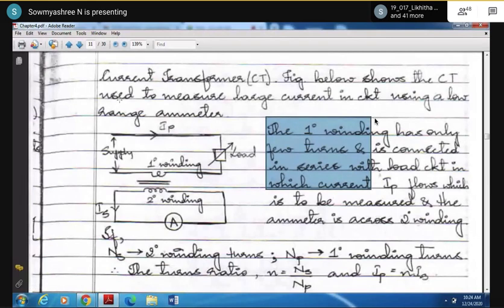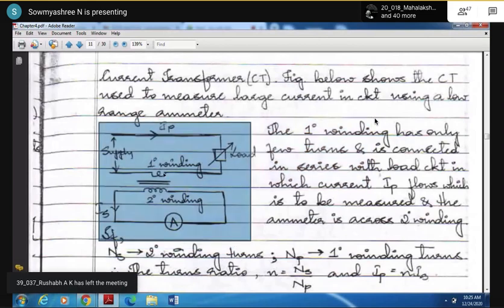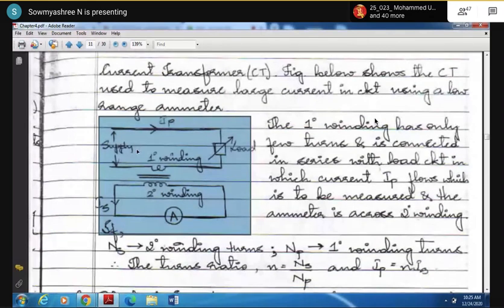So this is the construction of the CT. Here you should note clearly that primary turns are less compared to the secondary turns in the case of CT. The primary current, the higher range of current to be measured, is connected in the primary winding, whereas the smaller range ammeter is connected in the secondary winding. So this is about the construction of the current transformer.